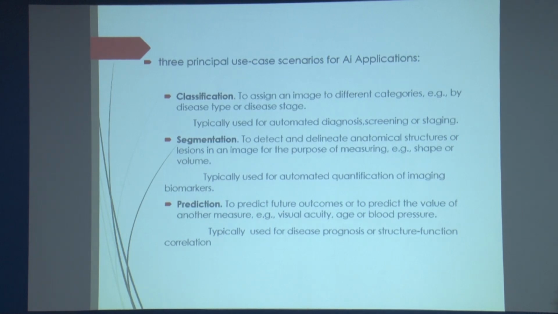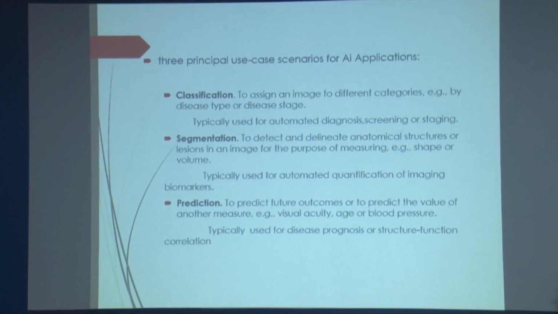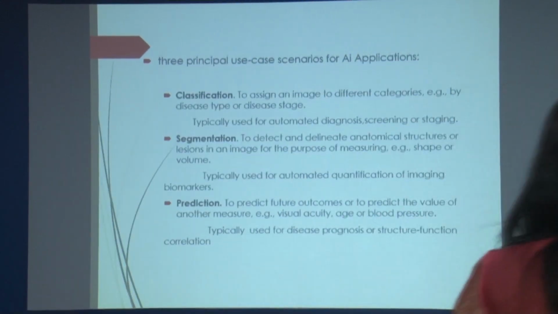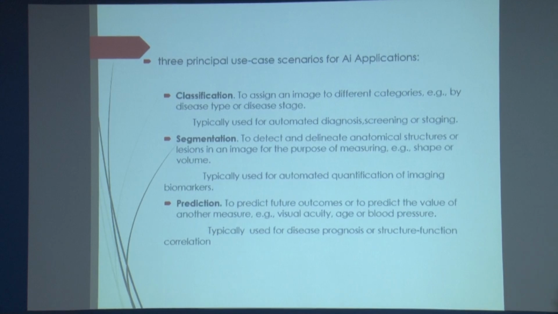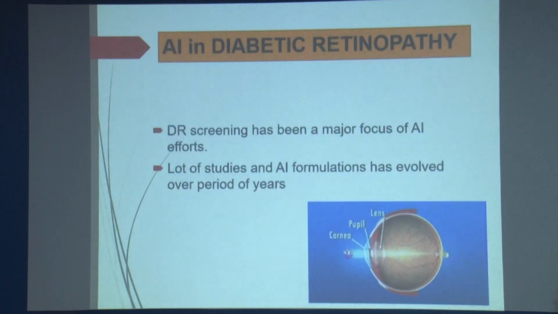Segmentation in diabetic retinopathy means identifying whether there is any hemorrhage or hard exudates; dividing it like that will be helpful. Prediction means, for example, today the patient has mild NPDR, so what will happen in the next 2 years or the next 5 years, whether the patient is going to progress to moderate NPDR or PDR, based on various factors. That is called prediction.